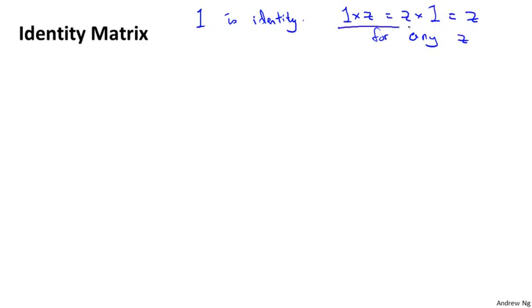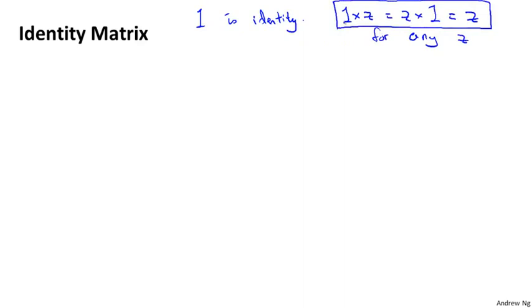Finally, I want to tell you about the identity matrix, which is a special matrix. So let's again make the analogy to what we know of real numbers. When dealing with real numbers, or scalar numbers, you can think of the number 1 as the identity of multiplication. What I mean by that is that for any number z, 1 times z is equal to z times 1, and that's just equal to the number z, for any real number z. So 1 is the identity operation and satisfies this equation.